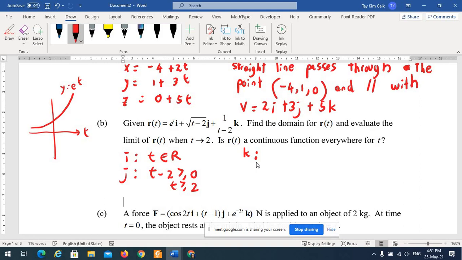Then for component K, Natasha. Natasha, what is the domain for component K? t is not equal to 0. t not equal to 0, why? Your denominator is t minus 2. And why is it that t is not equal to 0? Why did we not take 0?